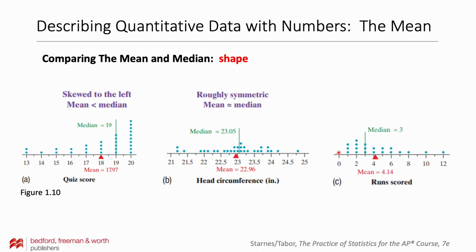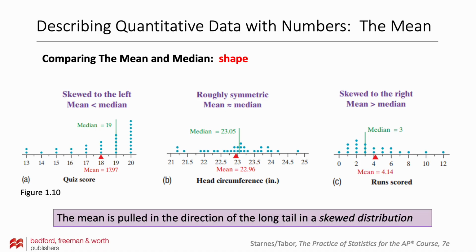And then here, notice that this is skewed to the right. The mean is getting pulled by those higher numbers. So that means that the mean is going to be greater than the median. Now, this is an important skill that you really need to grasp because we will be using this a lot throughout the course. So just remember, the mean is pulled in the direction of that long tail in the skewed distribution.